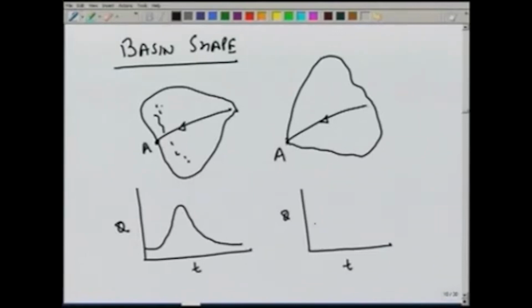But in the other case the hydrograph will be more flat, because the rainfall which is occurring in this distant area would take some time to reach the point A. So, the shape of the hydrograph will be affected by the shape of the basin. The next factor may be the basin size.